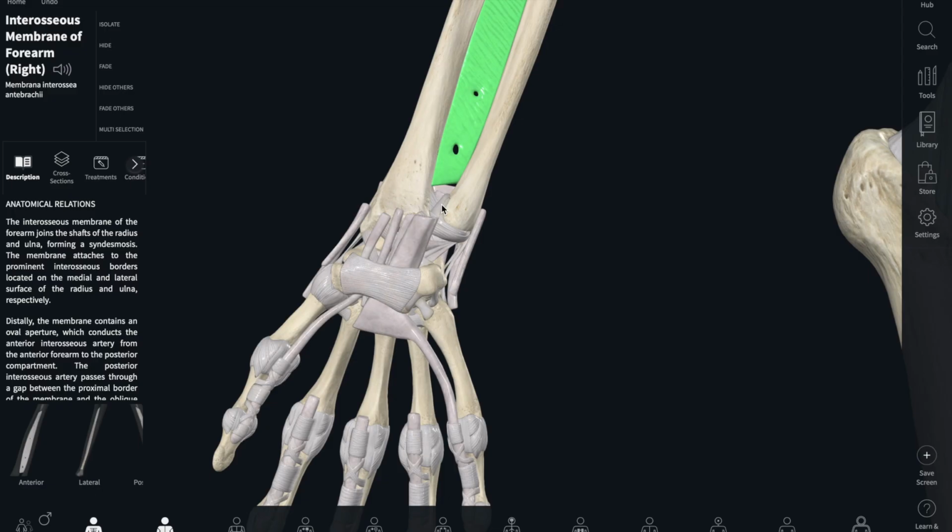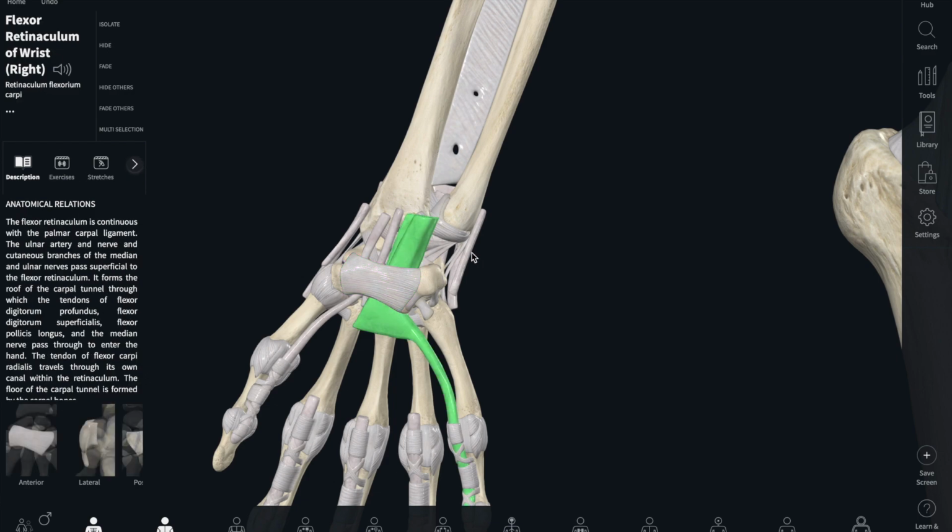At the wrist, we can also see several small ligamentous bands and joint capsules that stabilize the carpal bones. Because the wrist is highly mobile, these ligaments prevent excess sliding or separation between carpal bones during movement.